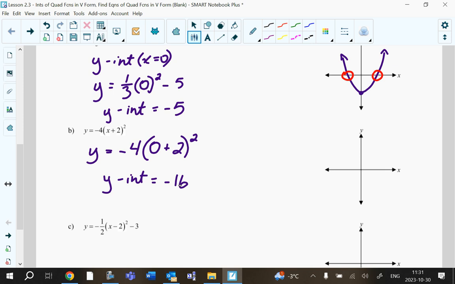Do we move it up or down? No, because there's no number at the end telling us to go up or down. So the vertex is going to be here. Does it open up or down? So it's going to look something like that. How many x-intercepts? Just 1.